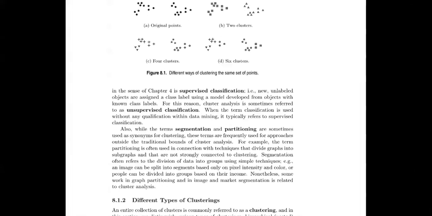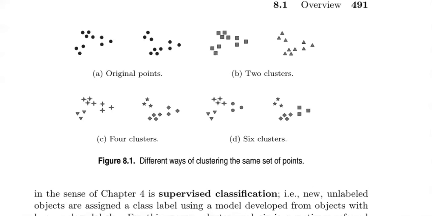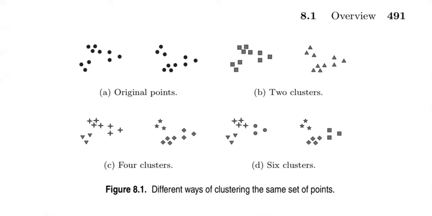See here, these are the different ways of clustering the same data points. The first one is the original points, which we represent in figure A. In figure B, the entire set of original points is divided into two clusters. One cluster is represented as square boxes, and another cluster is represented as triangles.